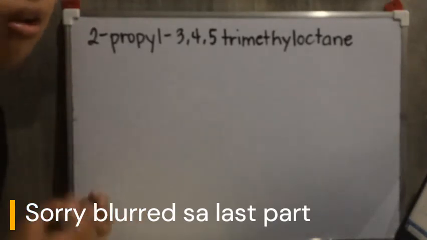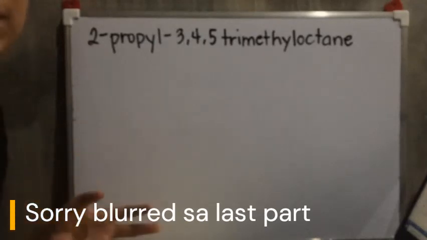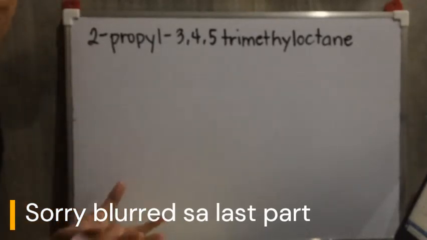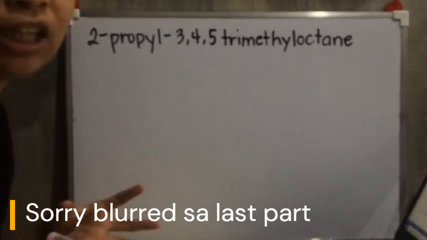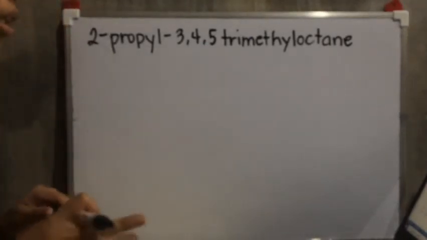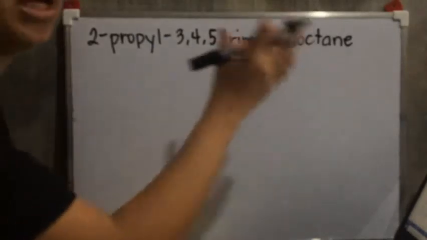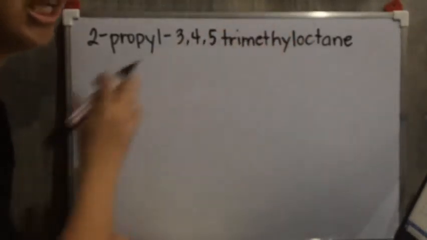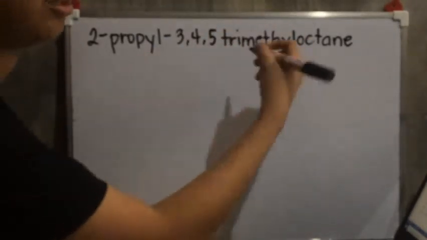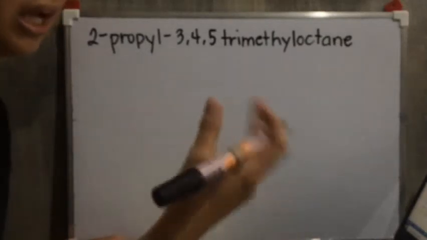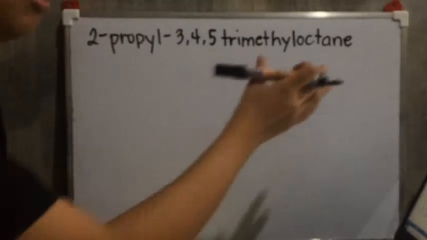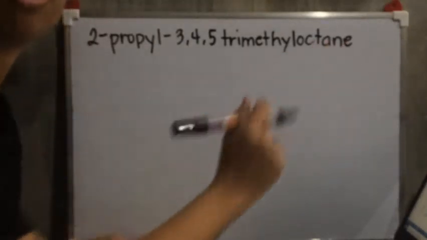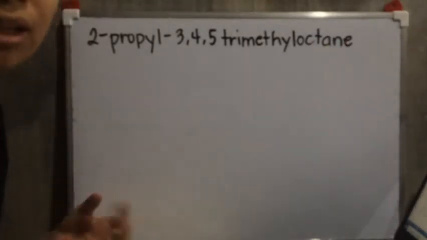So, let's try now on how we are going to construct. Gagawa naman tayo based doon sa pangalan. Di ba ganun din yung nasa activity ninyo? Okay, ang uunahin natin is the parent chain. Di ba yung parent chain natin, dun sa pangalan ay laging nasa dulo, kagaya nung heptane, butane, propane. Ito, ang pangalan niya is octane. So, in octane, we have 8 carbons.